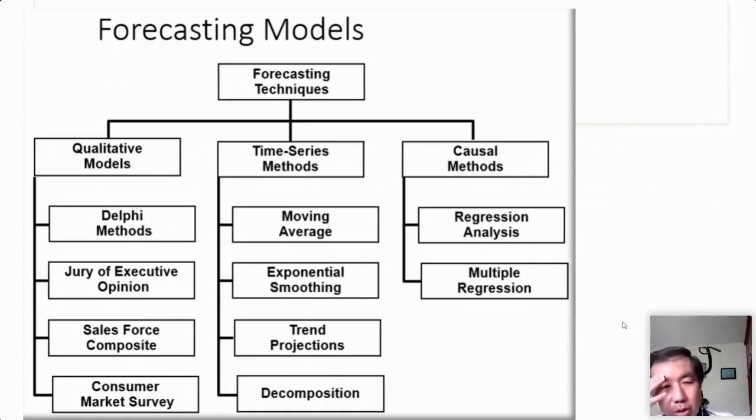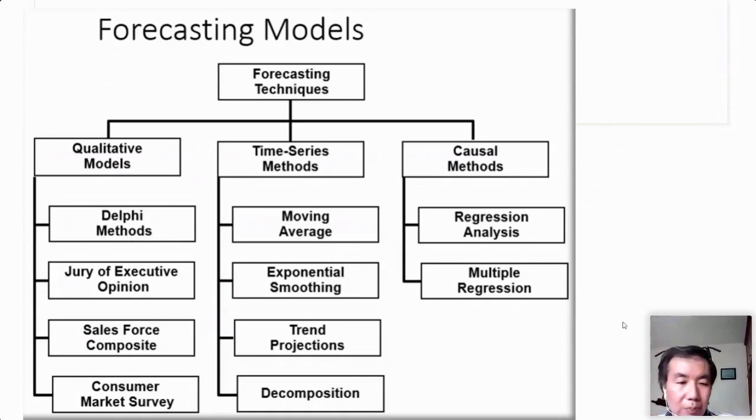In terms of the qualitative models, we have, amongst them, your Delphi method, your jury of executive opinion, your Salesforce composite, your consumer market survey, etc. These can all still be used, but in the main, I think a lot of judgment will come in for the next few months. So maybe the Delphi method or jury of executive opinion will be very useful, because you're getting opinions. You ask people, roughly, what's going to happen. They are based on, you can sort of say, gut feel.